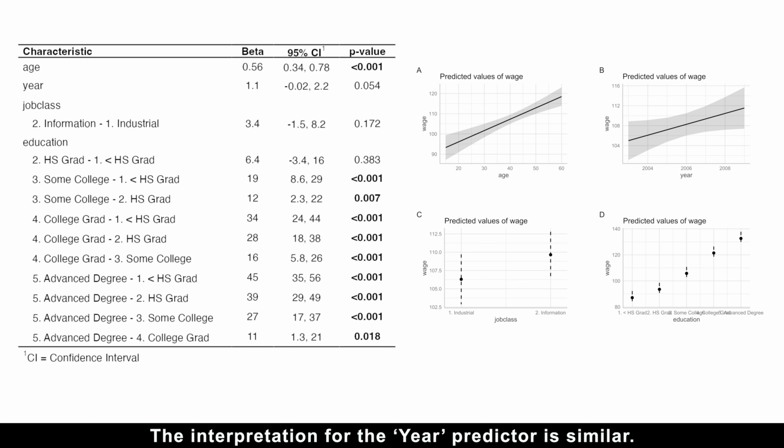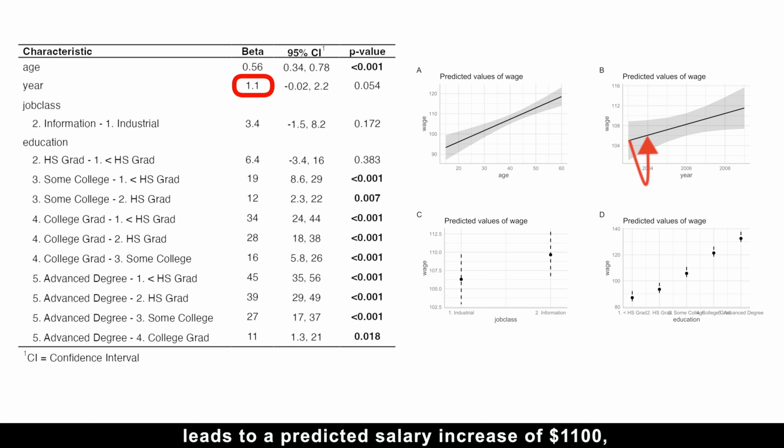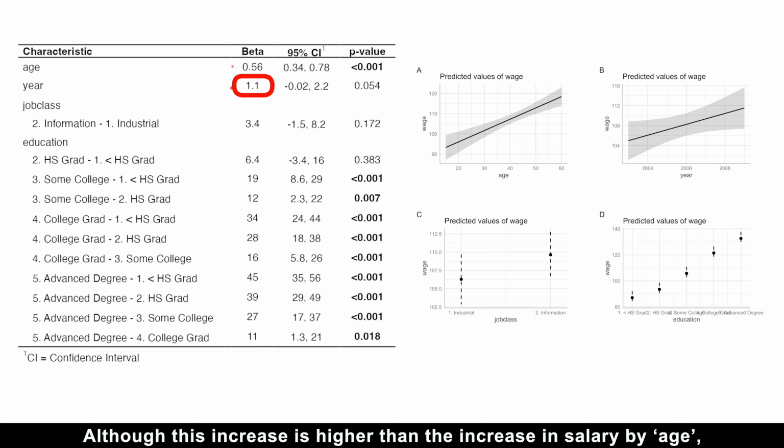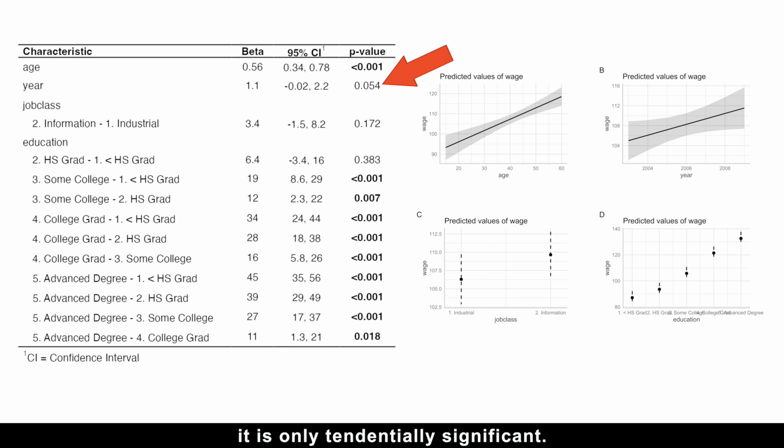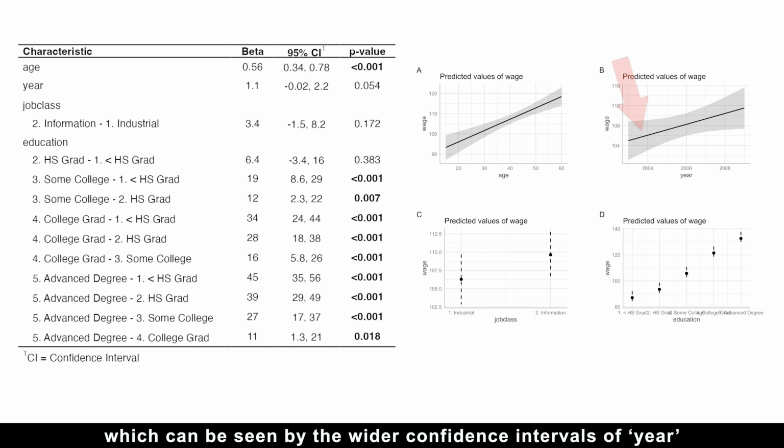The interpretation for the year predictor is similar. An increase in 1 year in time leads to a predicted salary increase of $1,100, while keeping other predictors' values fixed. Although this increase is higher than the increase in salary by age, it is only tendentially significant. This means we are less confident about it, which can be seen by the wider confidence intervals of year as compared to age.